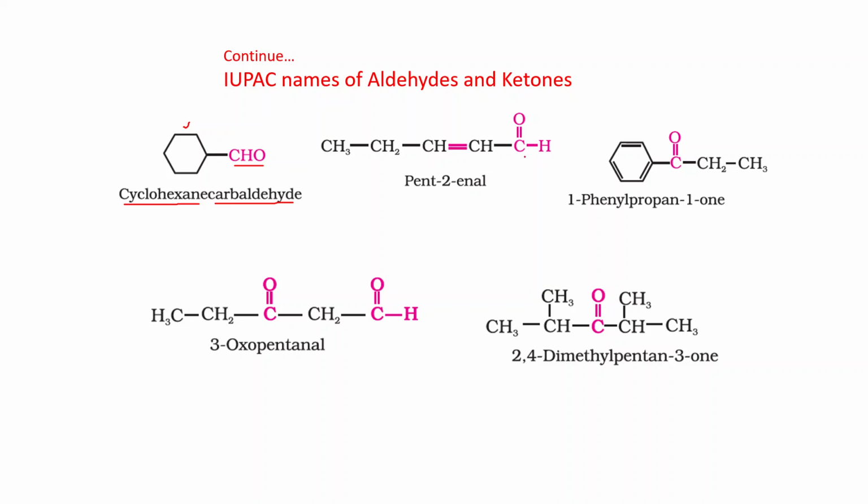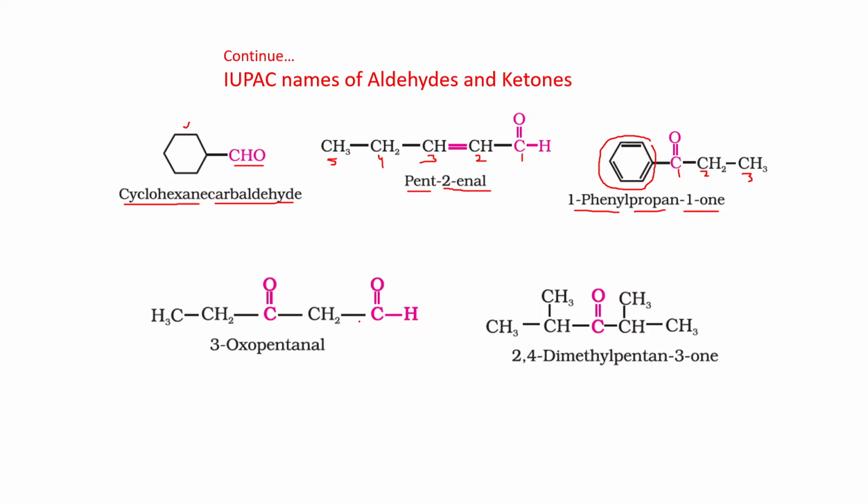Now in this case numbering will start from this 1, 2, this is 3, this is 4, and this is 5. Then what is its name? Total number of carbon atoms is 5, pent. After the second carbon atom there is a double bond, that's why pent-2-enal. Now in this case this phenyl is considered as a substituent, and we will give the lowest numbering to this carbon, 1, 2, and this is 3. At the first carbon atom phenyl is attached, that's why 1-phenylpropan-1-one.